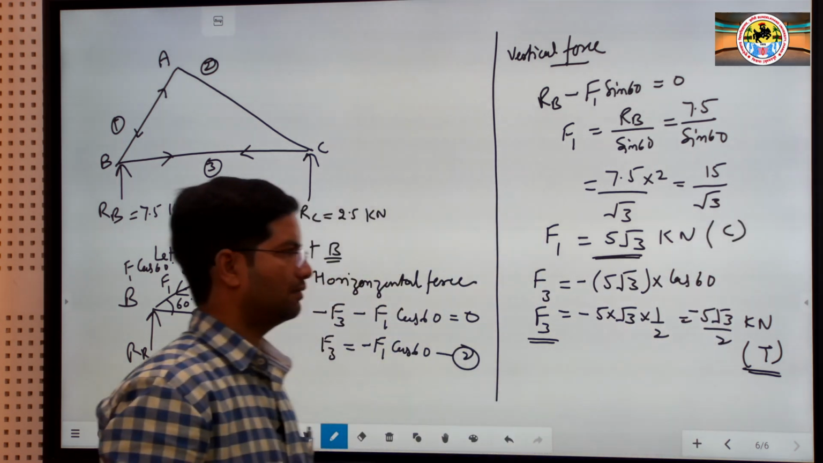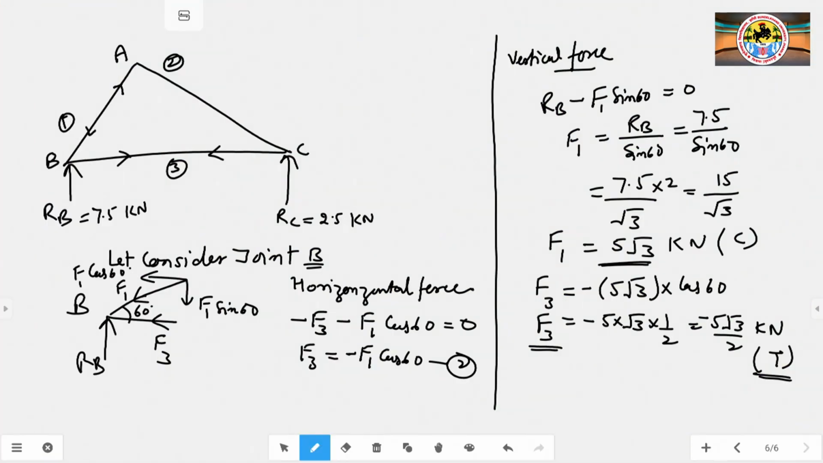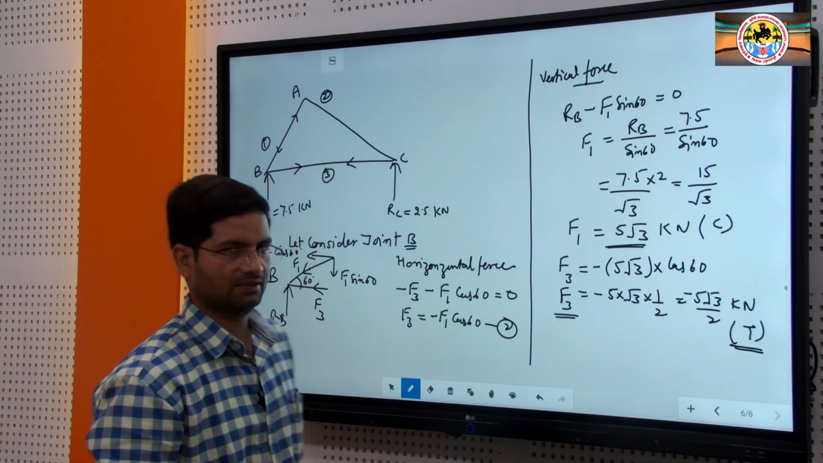So, today we will cover this much only. In the next lecture I will teach you about the rest, and the second method, that is the method of sections.